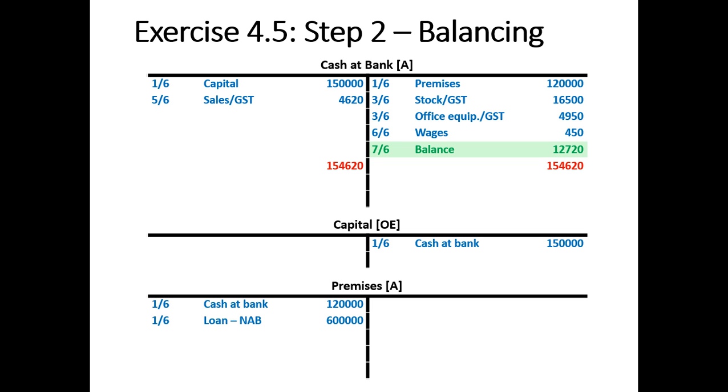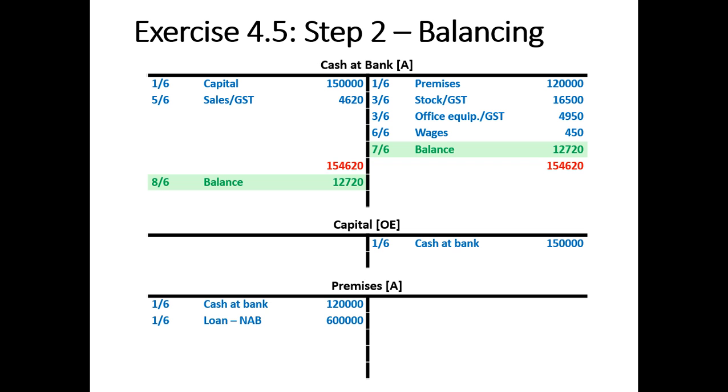We do the last day of the period, which was the 7th of June, another odd period. This one's only a week. Generally it'll be the 30th of June, but in this case it's the 7th. And then what we need to do is carry that balance down for the first day of next period, which is the 8th. We won't need to balance the capital ledger.